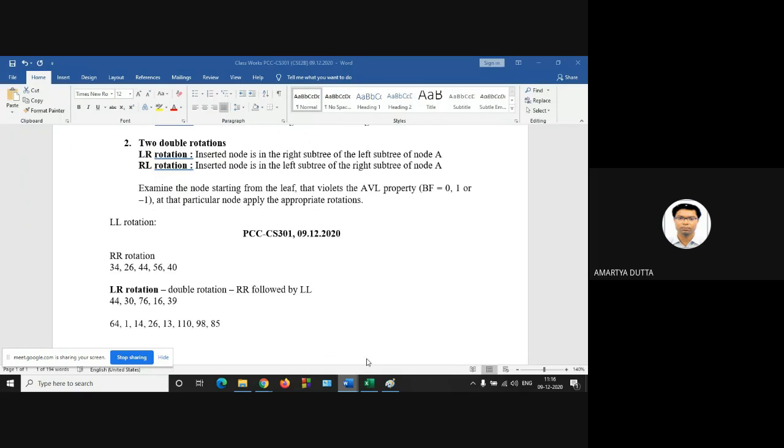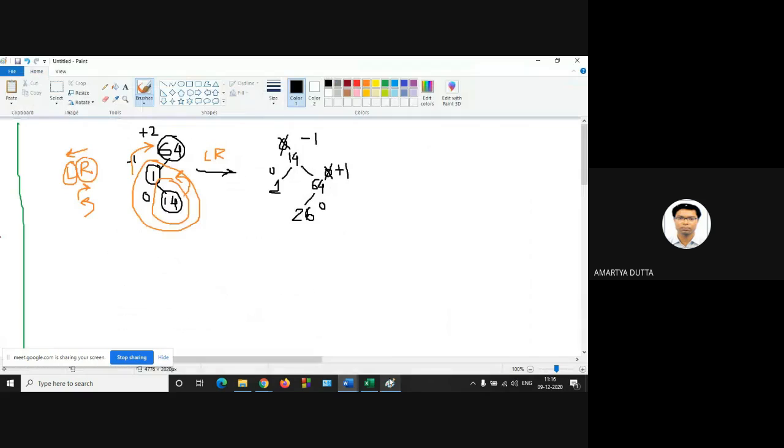Next inserted value is 13. So 13 means which position? Right of 1. Now again check. So 13 is 0. For 1, this will be minus 1. Then 14 will be 0. Okay, very good.